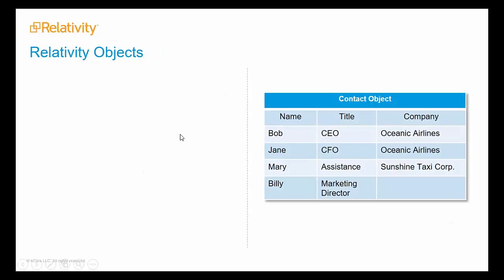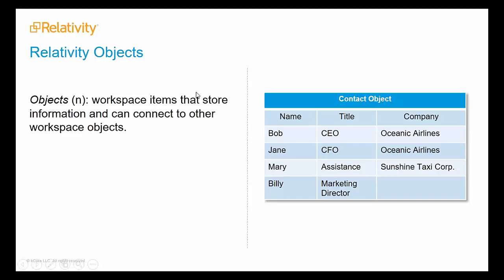Before we dive in, let's define a few key terms you'll be hearing throughout this webinar. First, what is an object? Depending on what you're doing in Relativity, you could think of objects in two ways. First, objects are workspace items that store information. For example, you can see that this contact object holds name, title, and company of various contacts.